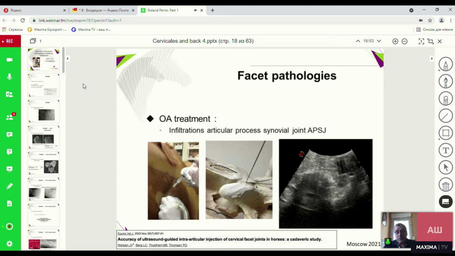And after that you can use all the products that you use in all the joints. You can use steroid, you can use biologic product, you can use what you want. The objective is to have an action on the osteoarthritis joint.